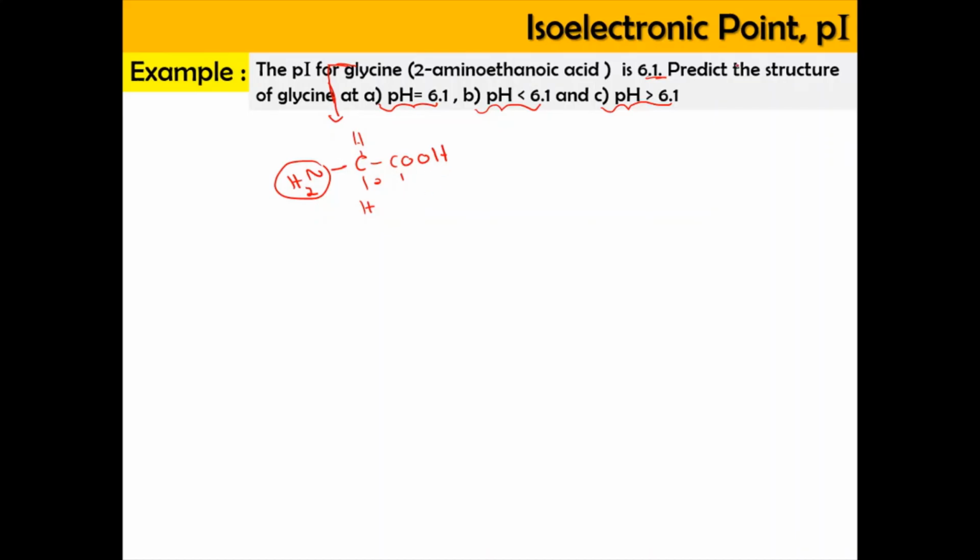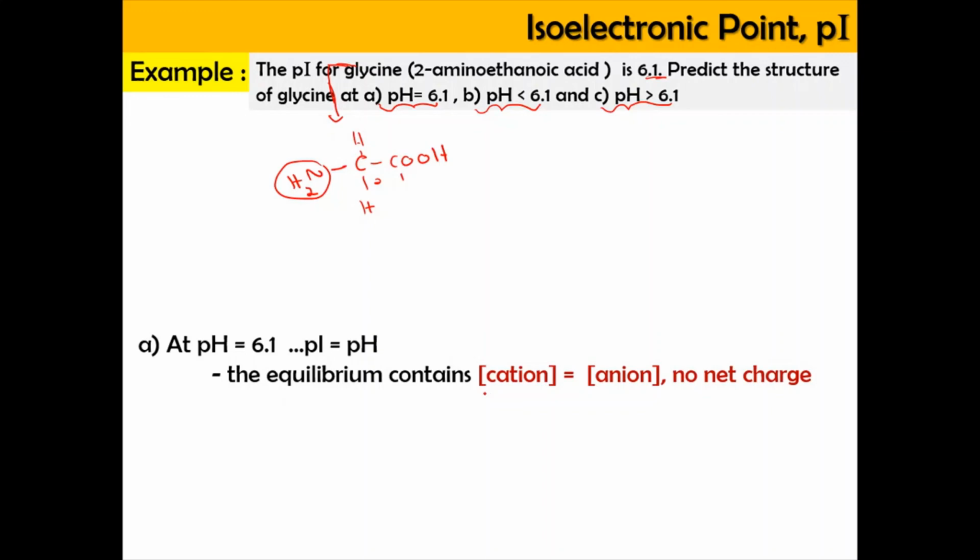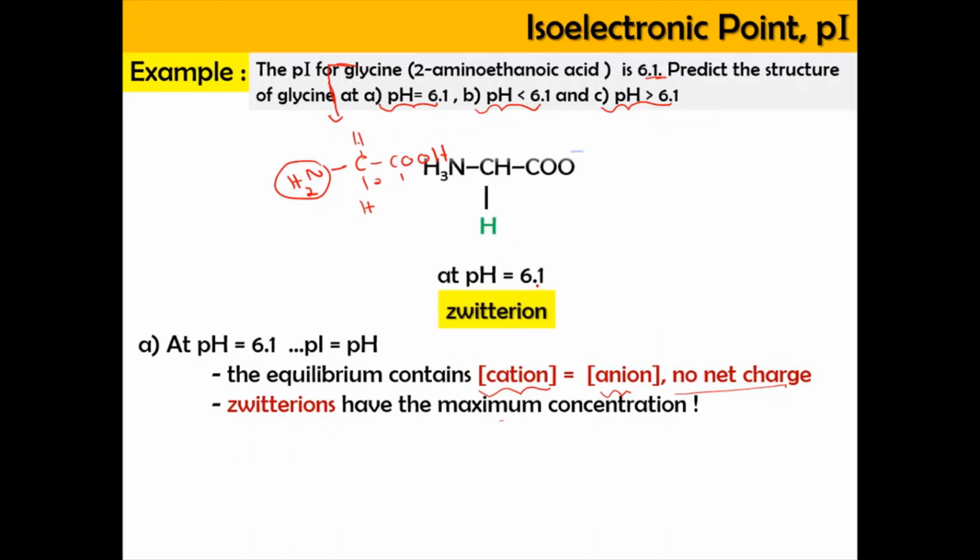Okay, so now we have to draw the structure of the glycine at pH equal to 6.1, which is pH equal to our pI. So we can say that at pH 6.1, our isoelectric point will be equal to our pH. So the equilibrium will contain the cation. The concentration of cation is going to be the same as the anion, and there's going to be no net charge. So we know that we are referring to our zwitterion. So we're going to draw our zwitterion at pH 6.1, and what we're going to do is make it NH3 plus and COO minus. So it will undergo internal acid-base reaction, where the NH2 is going to pick up the hydrogen from the carboxyl group in order to become NH3 plus, and it's going to become COO minus here. Okay.